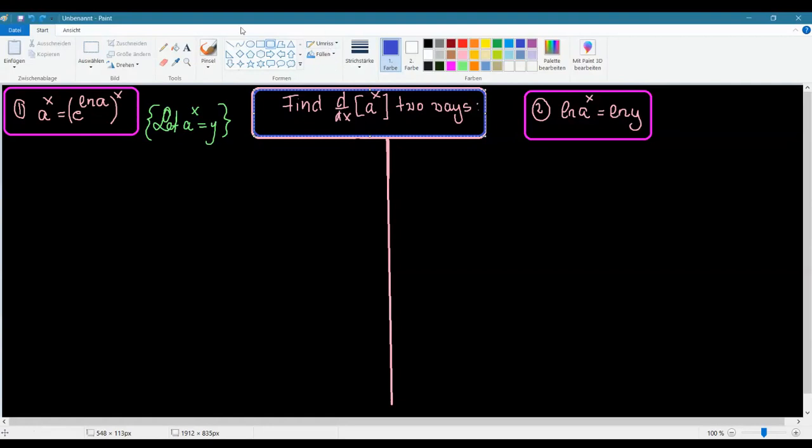So there's going to be two ways to do this. I've seen it both ways. I've found them both interesting and helpful, whichever one you like best. I mean, they both lead to the same solution, but the first one I'm going to do is when we rewrite a to the x as a base of e.